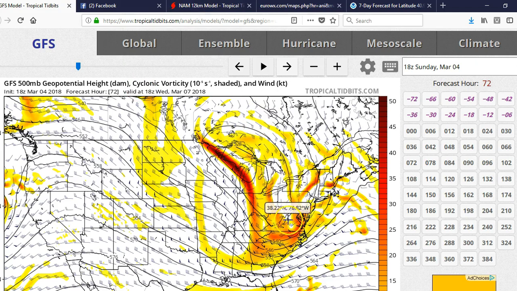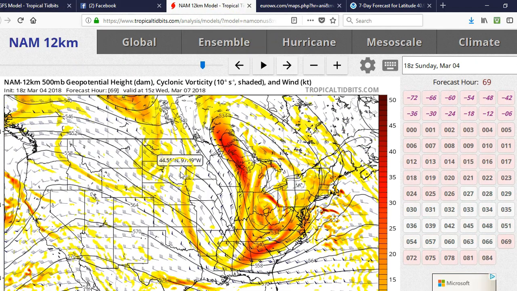So just look at this energy here. If you go to the NAM, look at all the dark reds that are much further south and east. Thus your storm forms further south and east.